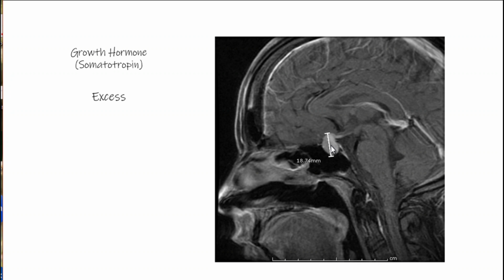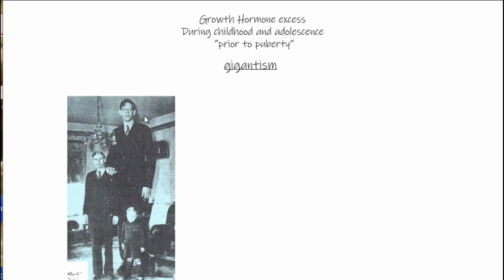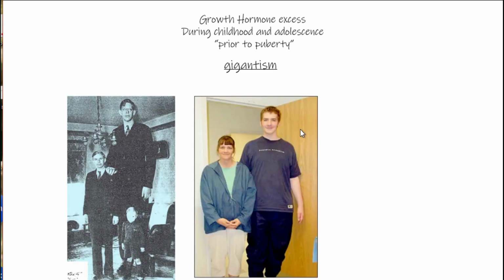Now, the clinical manifestations of this will be dependent upon the timing that this excess is present. So if we have a growth hormone excess during childhood and adolescence, or what is sometimes referred to as simply prior to puberty, then what we're going to see is the condition of gigantism. So these are pictures of patients with growth hormone excess causing gigantism.